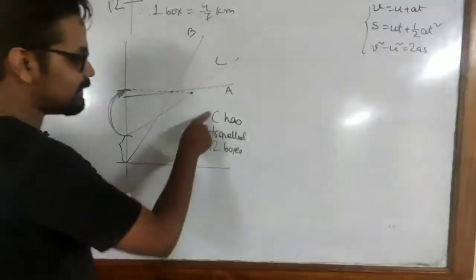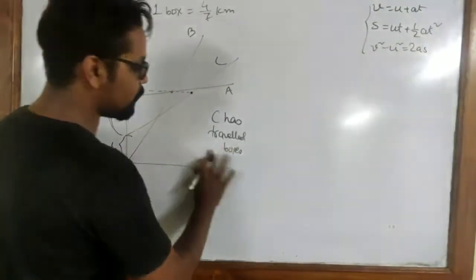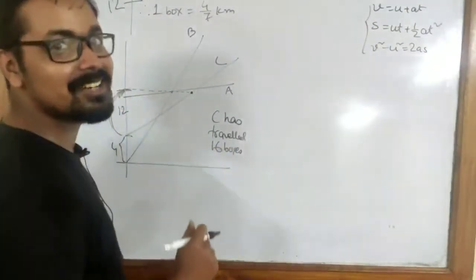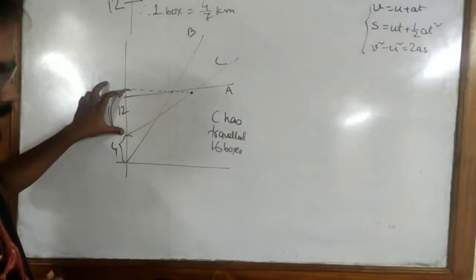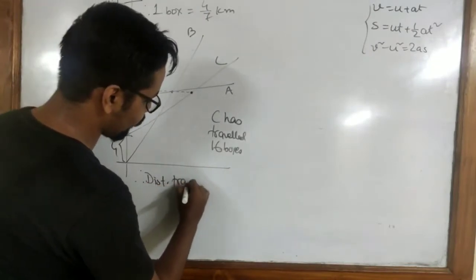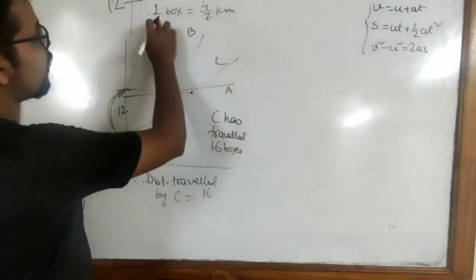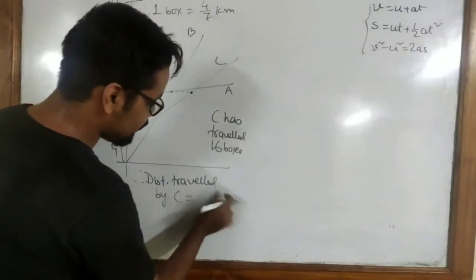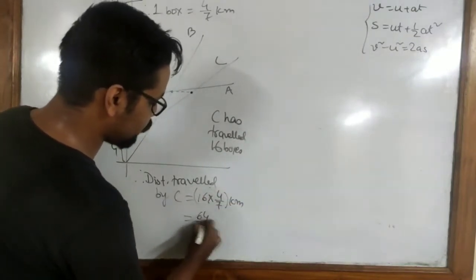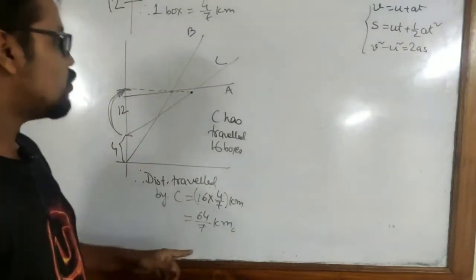What we will do now, C has traveled not 12. 12 boxes here and 4 boxes here. That means how many boxes? 16 boxes in total. 12 plus 4 is 16 boxes. So for this region it is 12 boxes, but for the whole it is 16 boxes. Therefore distance traveled by C is actually 16. One box is 4 by 7, so it is 16 into 4 by 7 kilometer. So 16 fours are 64 by 7 kilometer. This is the distance traveled by C when B passes A.